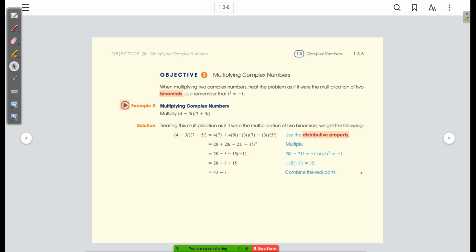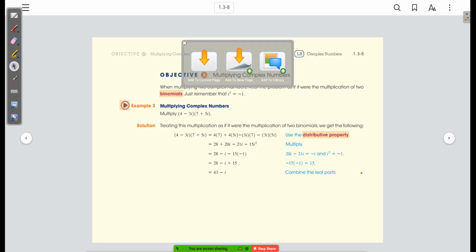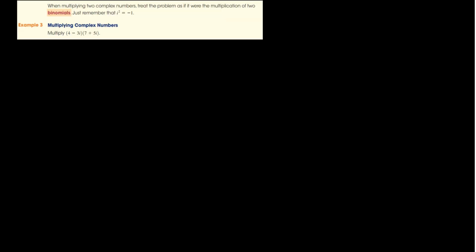Okay, now multiplying. Multiplying is where it gets a little tricky, but not much, as long as you memorize one thing. When multiplying two complex numbers, treat the problem as if it were the multiplication of two binomials. Just remember, and this is what we will highlight, that i squared is equal to negative 1.